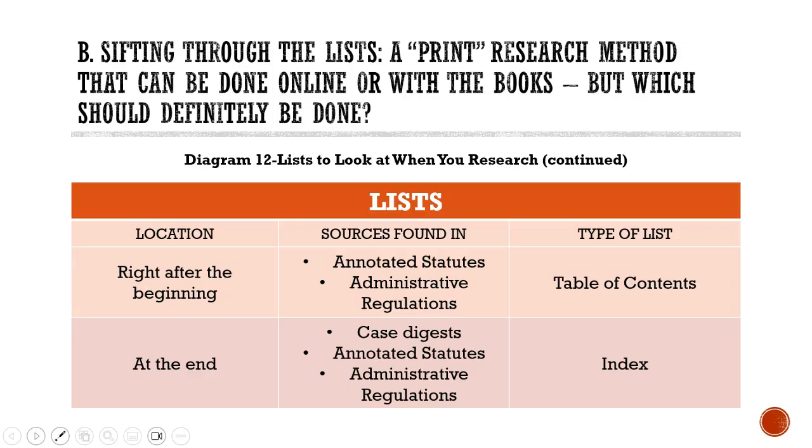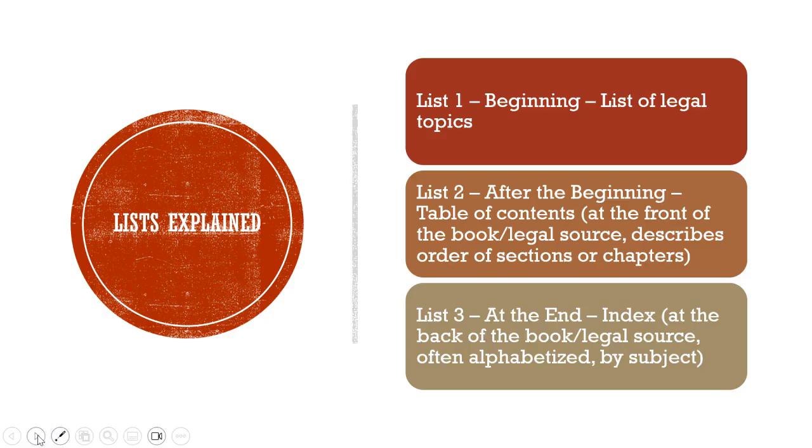Also, right after the beginning, in annotated statutes and administrative regulations, you're going to find that in the source of law, annotated statutes, there's something right at the beginning that's a list, and there's also a table of contents. At the end, there's an index. Mostly, the sources where we find these things are case digests, annotated statutes, and administrative regulations. At the beginning of a source, you'll see a list of legal topics. After the beginning, there's typically a table of contents. At the front of the book, it's the legal source.